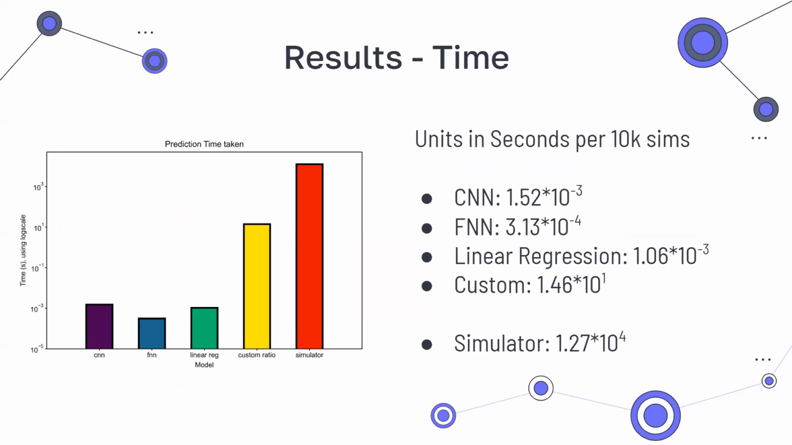As for the time, the feed-forward neural network performed the best with a time of 3.13 times 10 to the negative 4 seconds. And our custom one performed the worst. But overall, with the CNN we were able to get a faster time than if we were to brute force it and just run the simulator multiple times. For context, that's in log scaling, going from 10 to the negative 5 up to about 10 to the 4. So do keep that in mind.